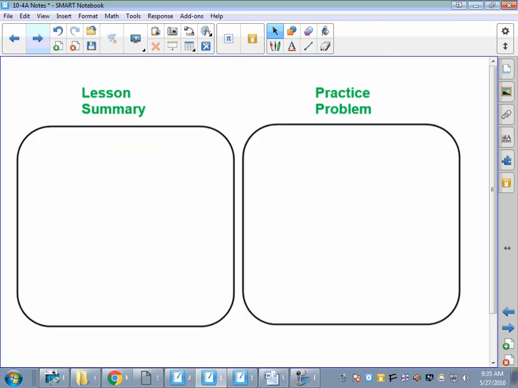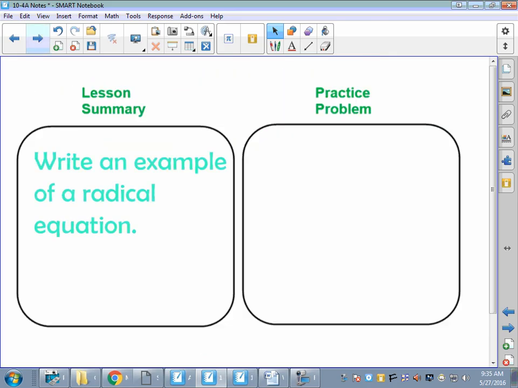So lesson summary. What I would like you to do is write me an example, any example, of a radical equation. You cannot use one that's already on this paper. Don't be copying something down. Practice problem, solve that. I notice I have a couple things to do before I isolate my radical with the variable, but you should get a nice neat number when you do this problem.